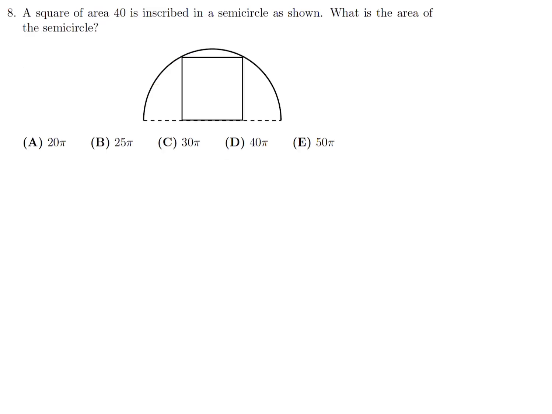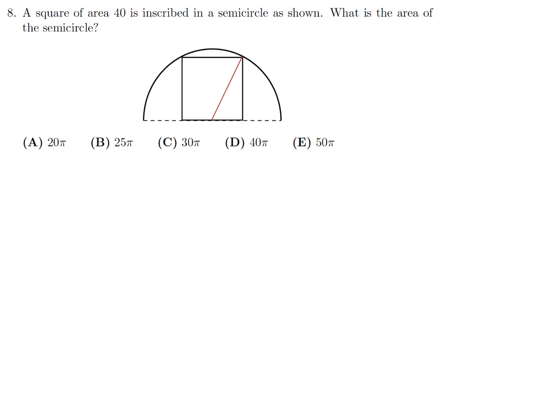The square of area 40 is inscribed in a semicircle as shown. What is the area of the semicircle? So let's draw a line from what I believe is the center of the semicircle to that point right there. All right? And then we can progress with this question.